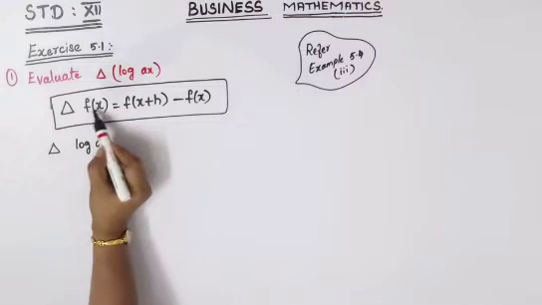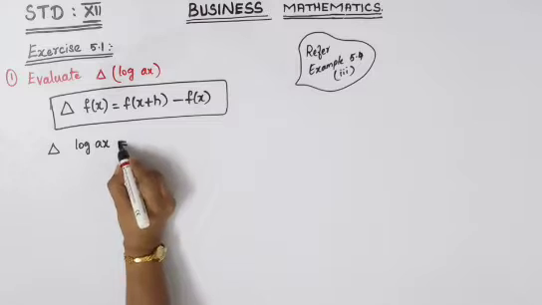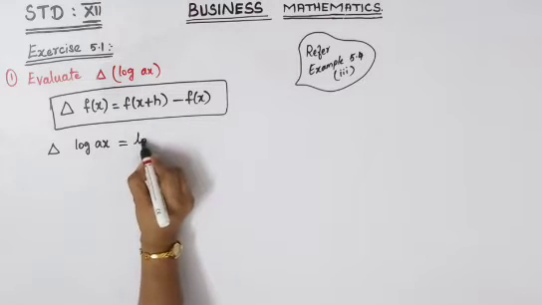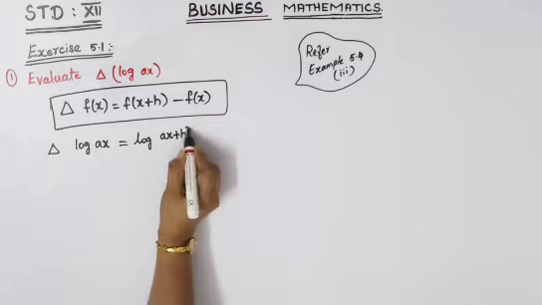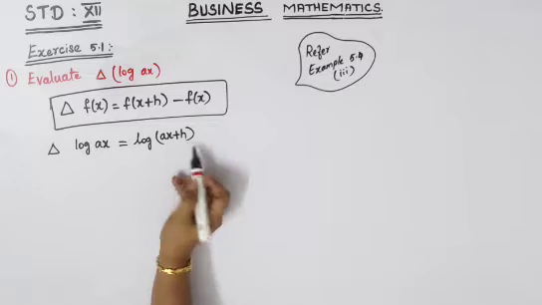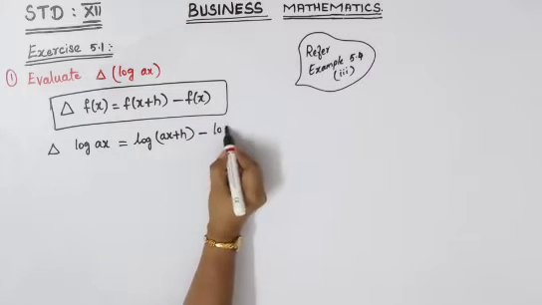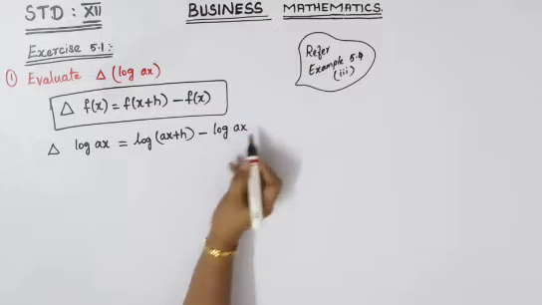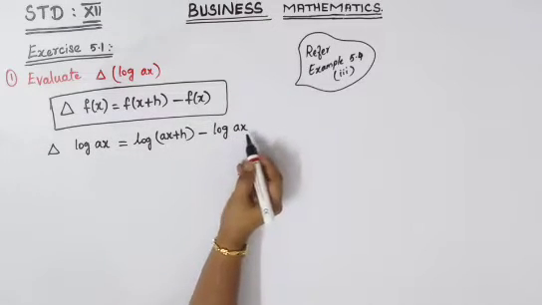In the place of f of x we have log ax, so it is equal to log ax plus h. That is, in the place of f of x plus h, you will get log ax plus h, minus your f of x again. F of x is again log ax, so you can write log ax as it is.